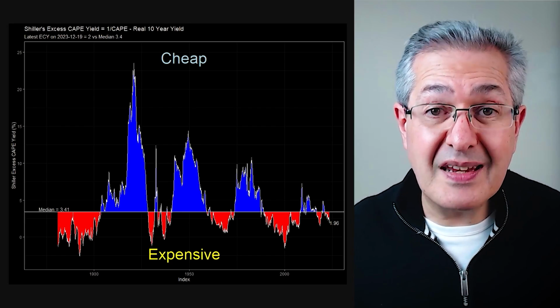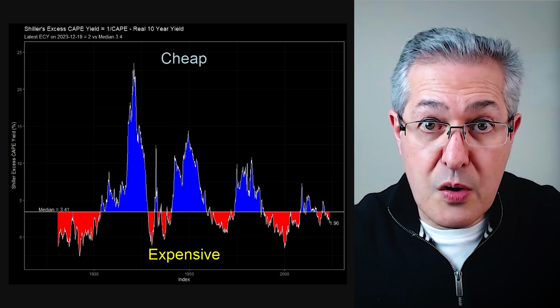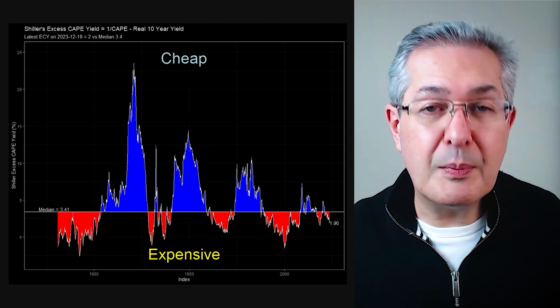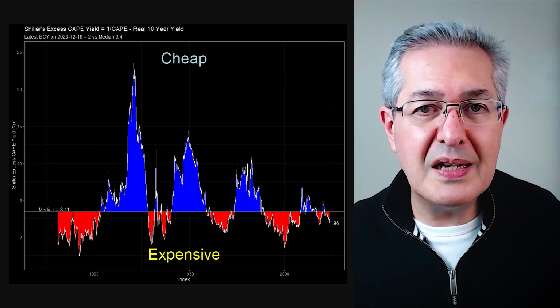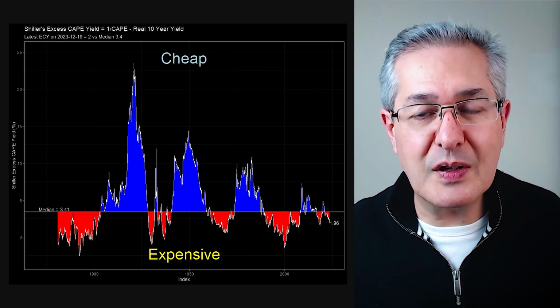If we look at that excess CAPE yield measure over time, you can see when it's expensive, that's when it's low, and when it's cheap, that's when it's high. So red is expensive, blue is cheap, and currently it's getting into expensive territory and gradually creeping deeper into expensive territory. As I say, this is because stocks have not re-rated downwards to reflect new, higher real interest rates, or at least they haven't re-rated downwards sufficiently.